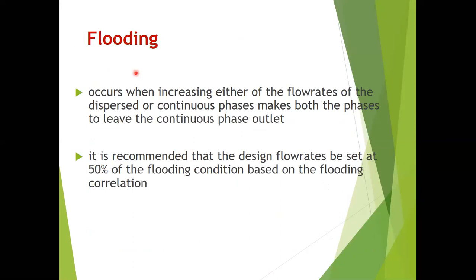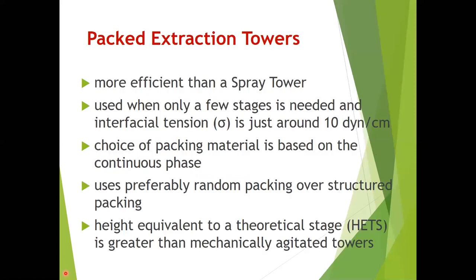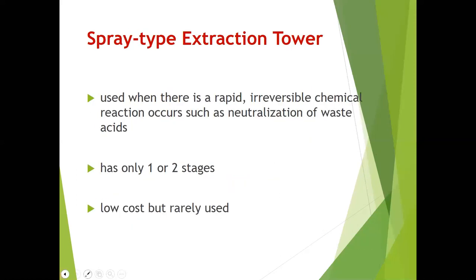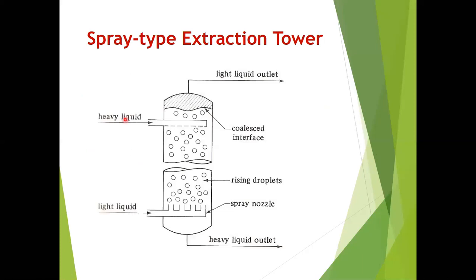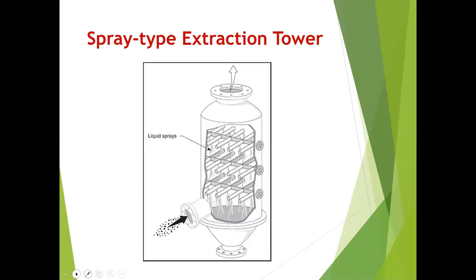So flooding is a phenomenon in extraction wherein both your phases, your heavy phase and your light phase, will leave through the heavy phase region. If I go back to the spray tower as a simple illustration for this, we have flooding when your heavy liquid together with the light liquid all leaves in here. So no amount of liquid leaves the top of the tower. In that case, our column is said to be flooded. So that is based upon the description here of the flooding condition.